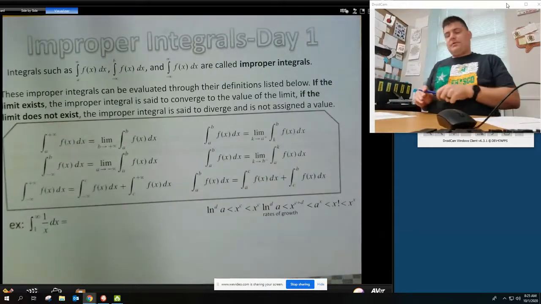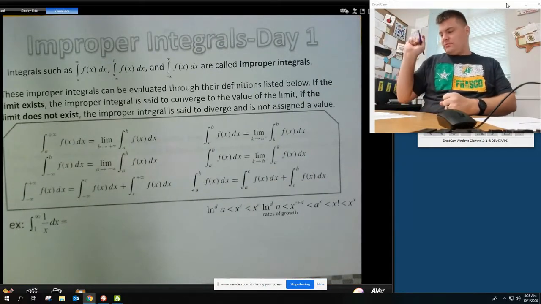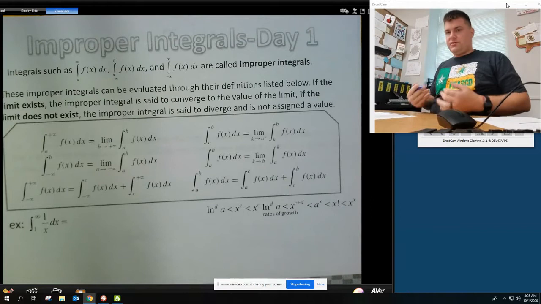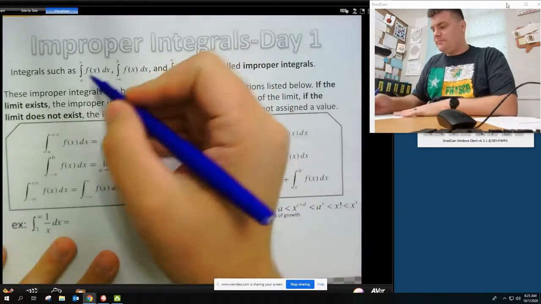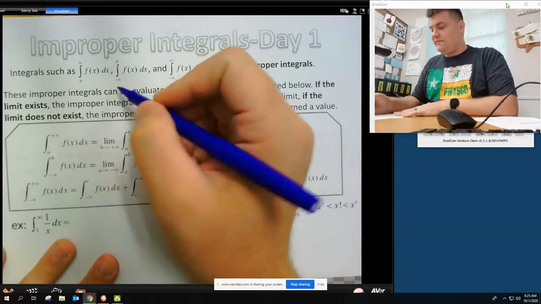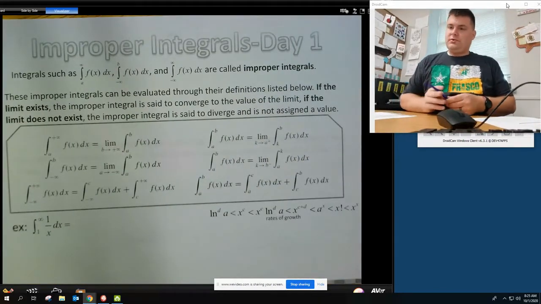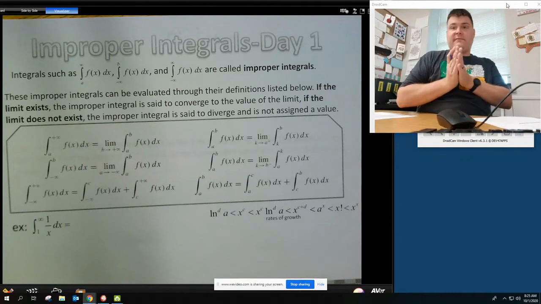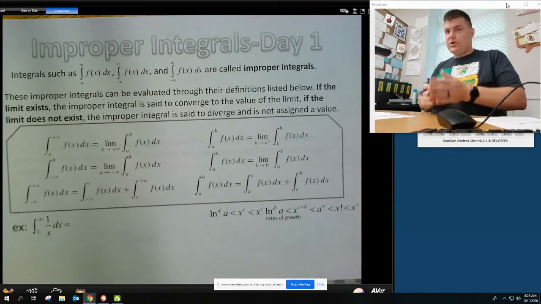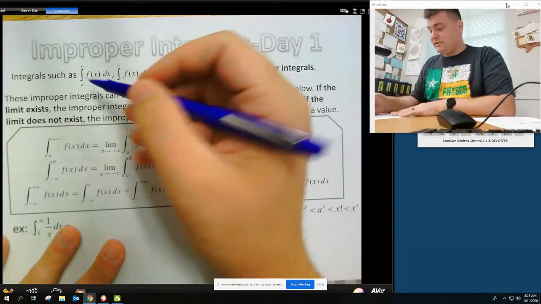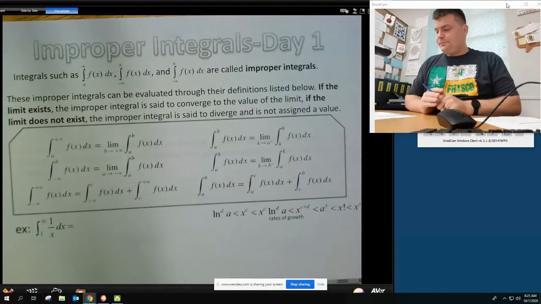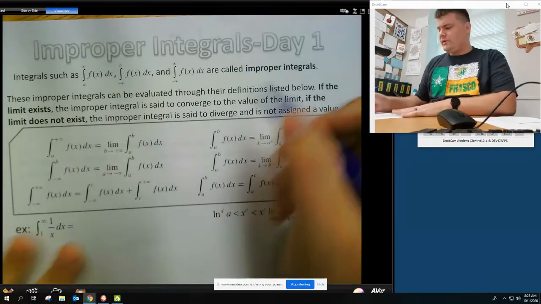Here on our improper integrals day one notes. So improper integrals are going to be integrals that involve either infinity or negative infinity on our bounds. They also could include, if it's from a vertical asymptote all the way out to another point as well. So it's not necessarily just infinity. So those are what improper integrals are.